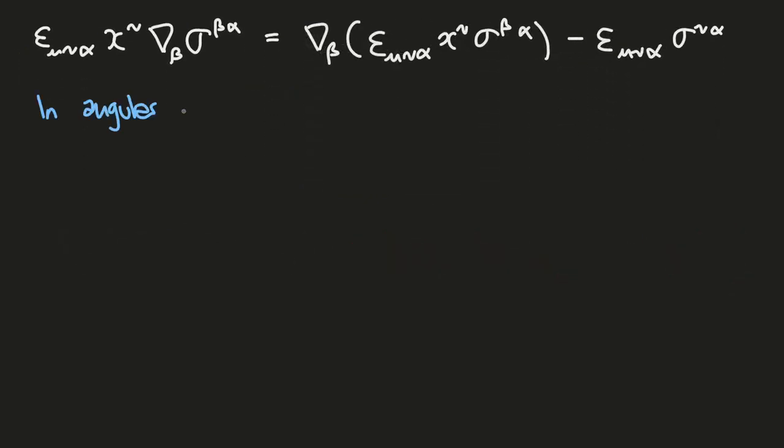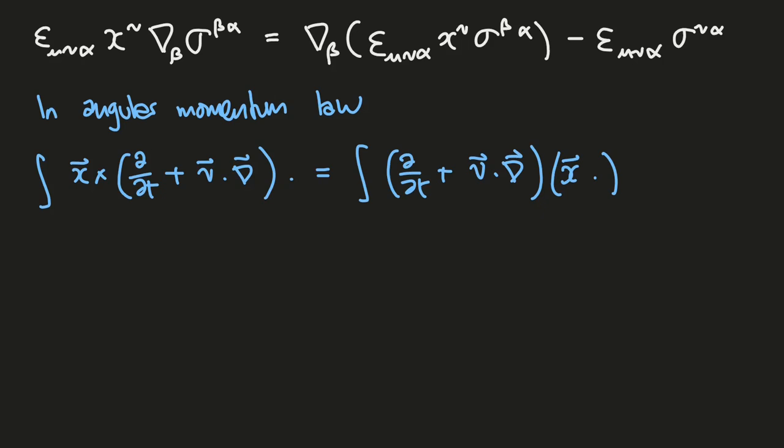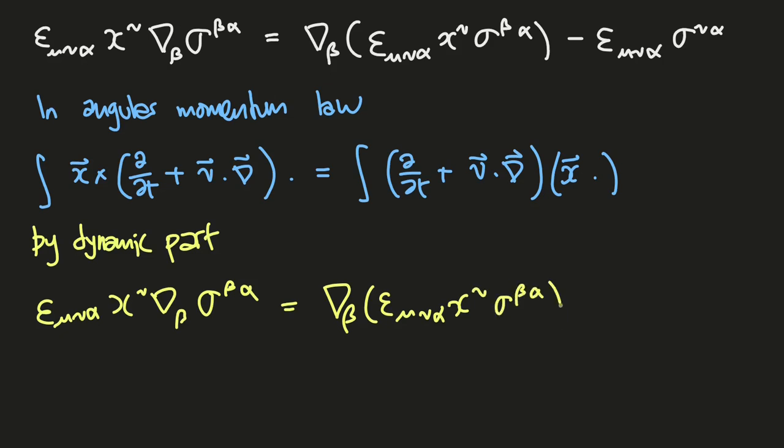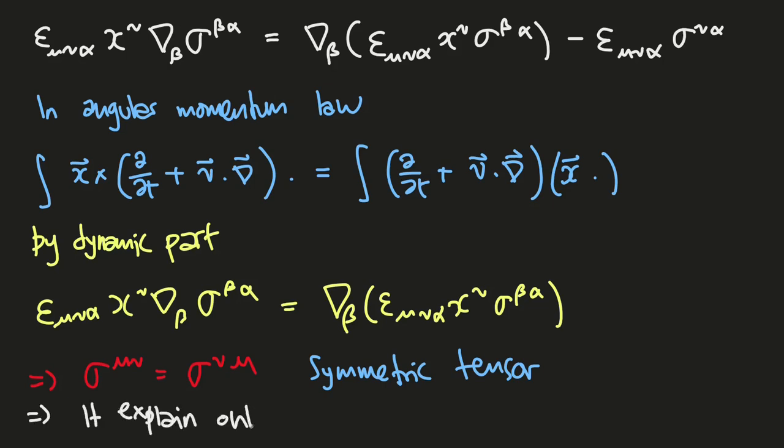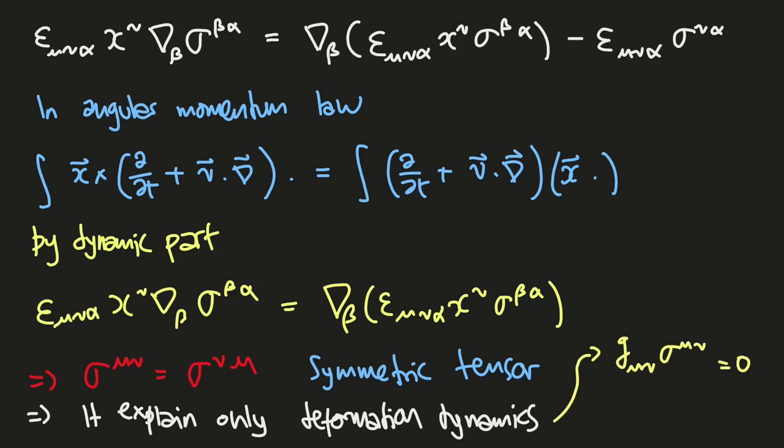By the angular momentum law we get the form from this property, and the next consequence of the dynamic part, sigma and x, is this equality, so we can conclude that sigma is a symmetric second-rank tensor. The next important property: sigma only explains deformation dynamics. The contribution of sigma only reshapes, not zooms or the like, so the trace part, or contraction between the two indices of sigma, equals 0.